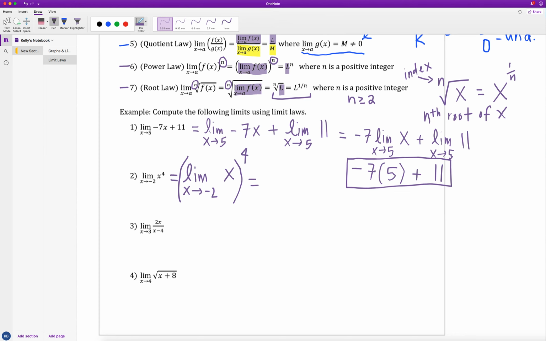From here, we can take the limit of this linear function, and that would be equal to negative 2. And then the fourth power is of course still there. And from here, now that my answer is numeric, I'm done. Yeah, I could go ahead and simplify that, but there is no need to. Okay, let's look at our third example.